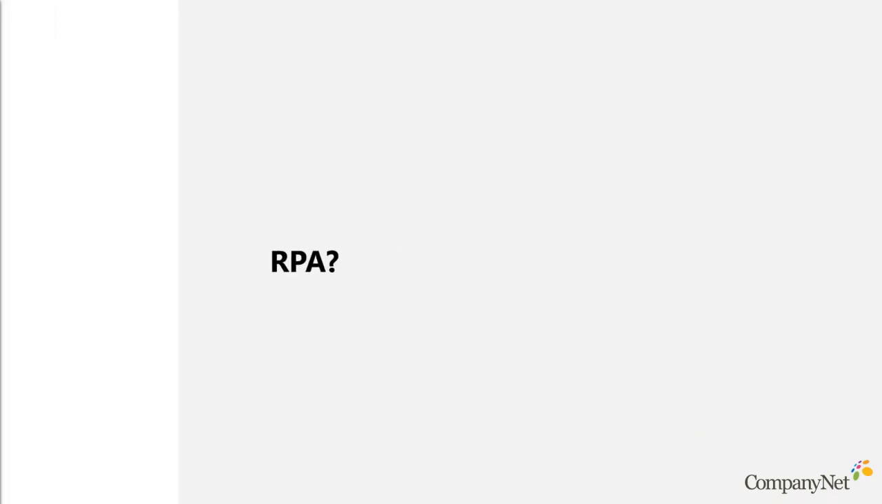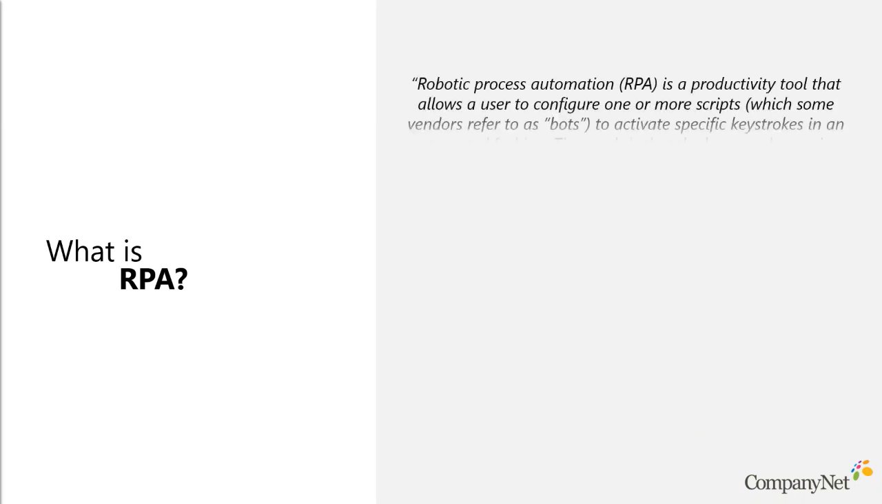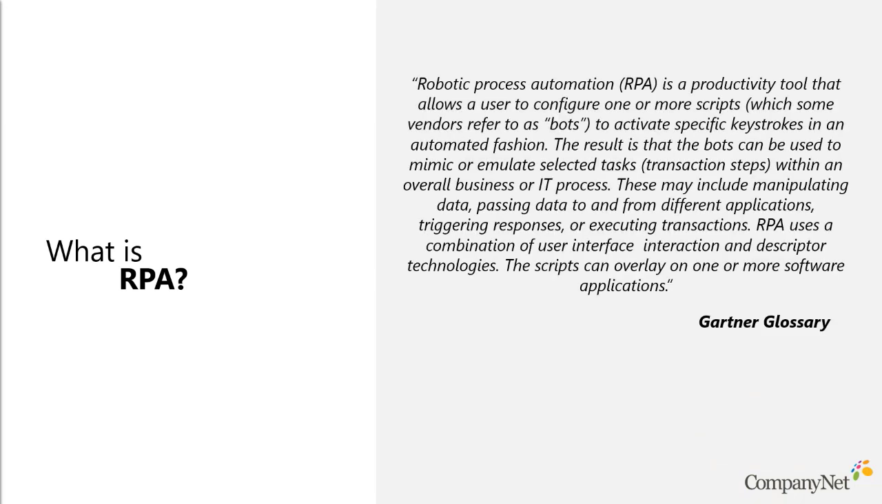So let's look at the Gartner definition first and foremost. Robotic process automation is a productivity tool that allows a user to configure one or more scripts, which some vendors refer to as bots, to activate specific keystrokes in an automated fashion.